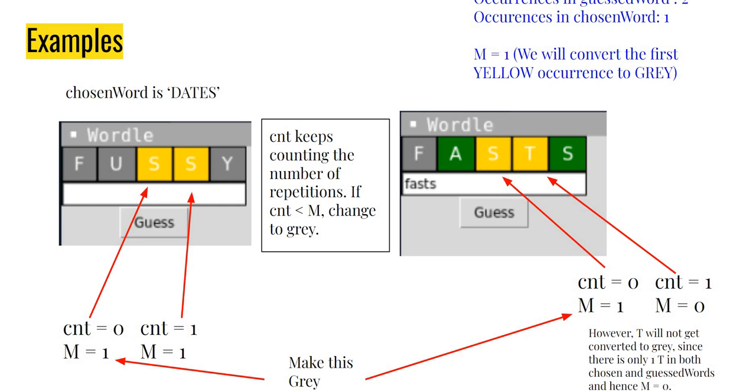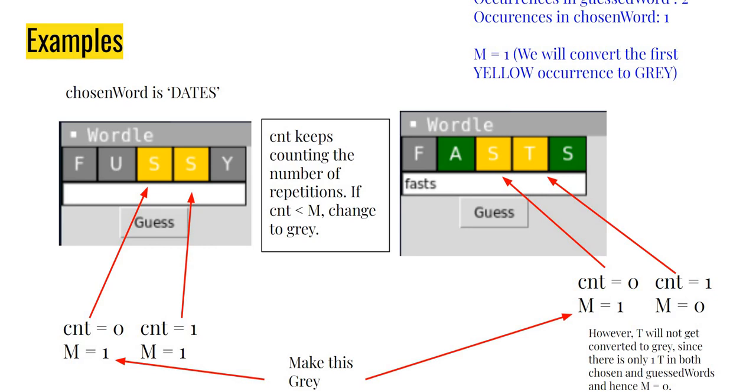Now you may wonder what happens to the T over here, and this is really what I want you to think about. T is in fact also a yellow letter. Now, when I get into T, remember S has made count equal to 1. And most importantly, for T, the M value is actually 0. So that's why I said M is 0. That's because there's one T in dates, one T in fasts. So T is actually 0, count is 1, M is 0. T will not get influenced. T will actually remain yellow, and that's what it should be.